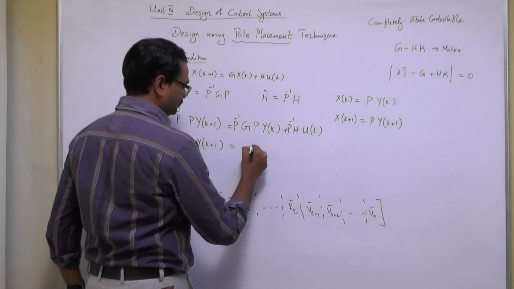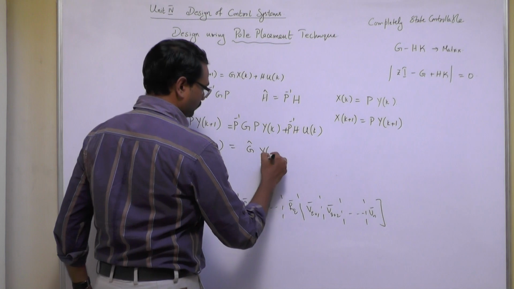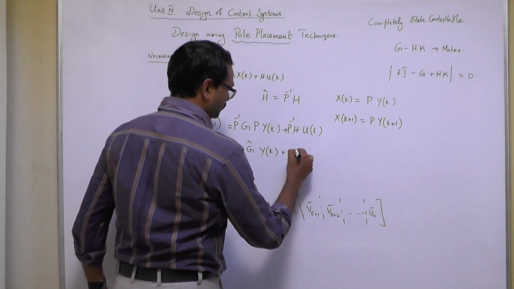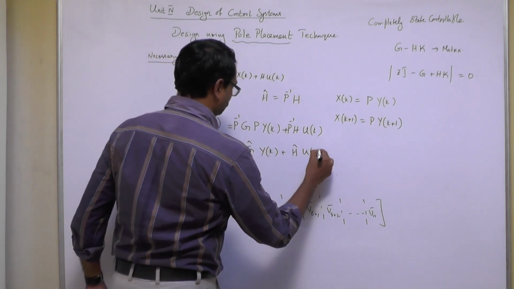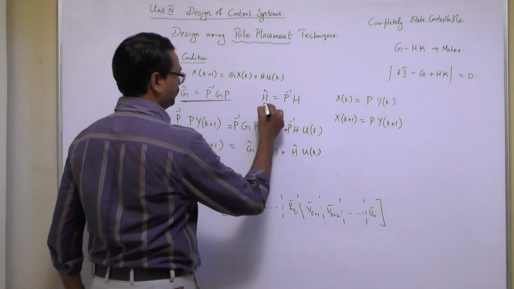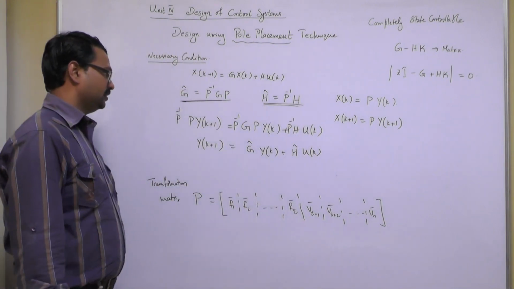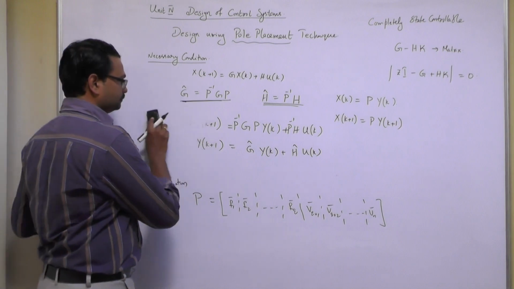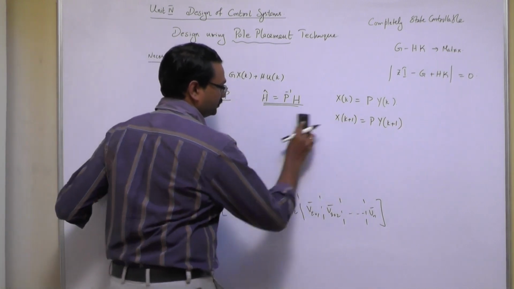is equal to P inverse G P, which is G cap, y of k plus H cap u of k. That is what I have written here. G cap is P inverse G P and H cap is P inverse H.